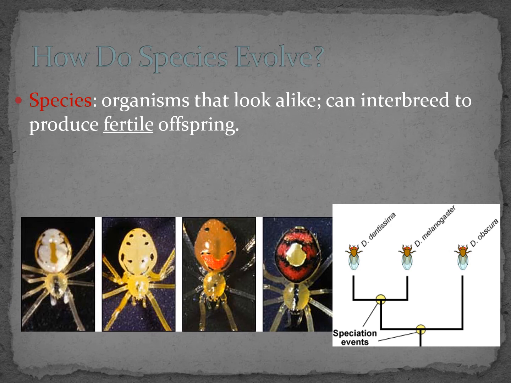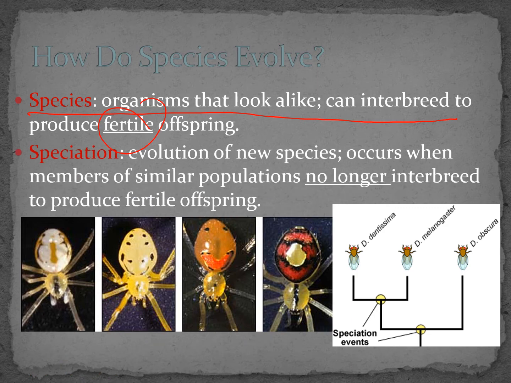How do species evolve? Species look alike, as well as they can produce further offspring. So if you have the same species, there's only one human species. That's how we're able to have children. You cannot be one of the people trying to have children with animals and stuff. That's not going to happen. We have speciation, which is the evolution of a new species that occurs when the similar population no longer interbreeds to produce fertile offspring.